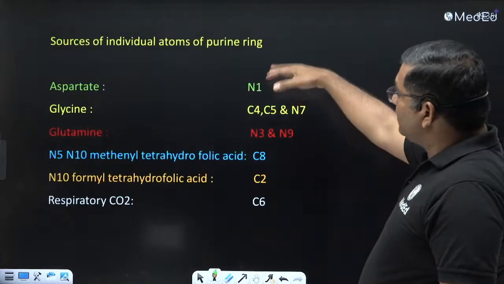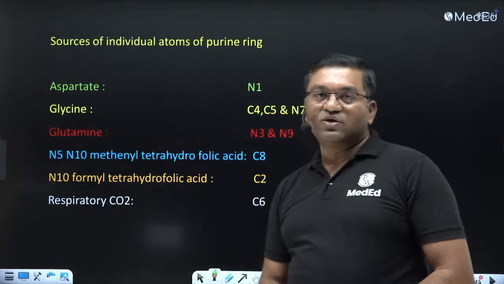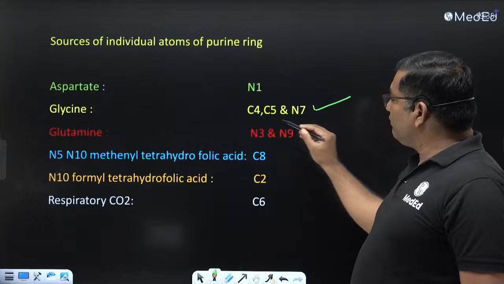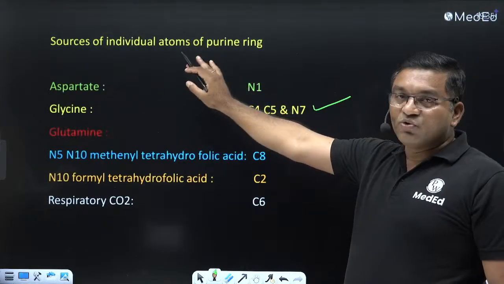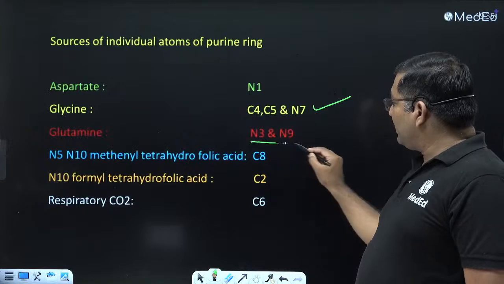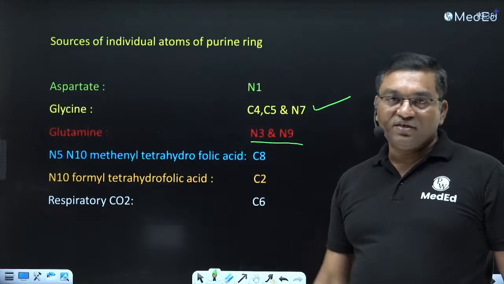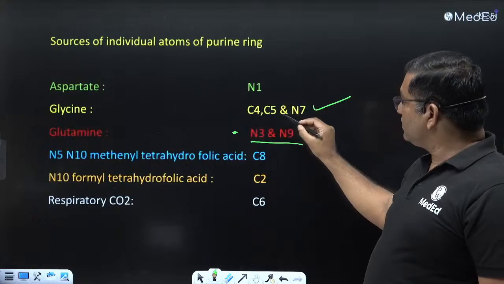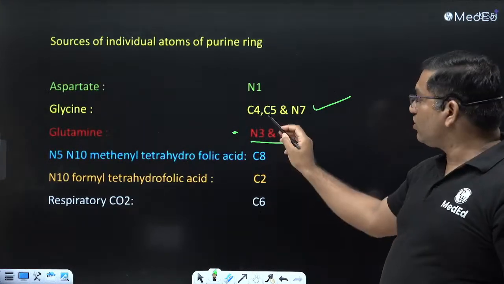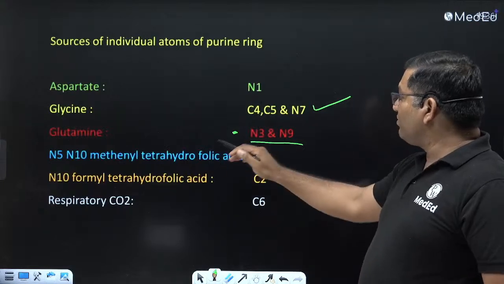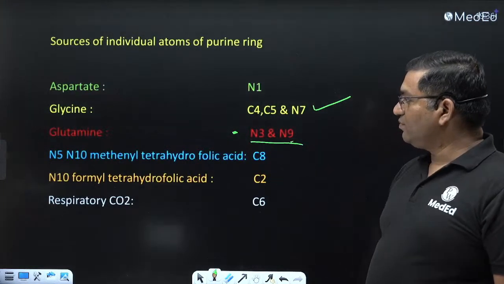So remember these sources of nitrogen, and specifically remember that C4, C5 and N7 of the purine ring are given by glycine, and N3, N9 are given by glutamine. So this is important. Glycine is the source of C4, C5 and N7 of the purine ring. Glutamine gives N3 and N9. Okay.